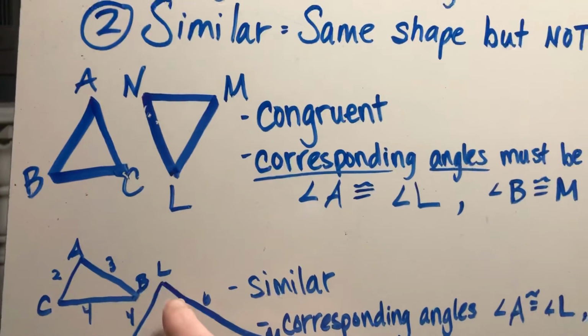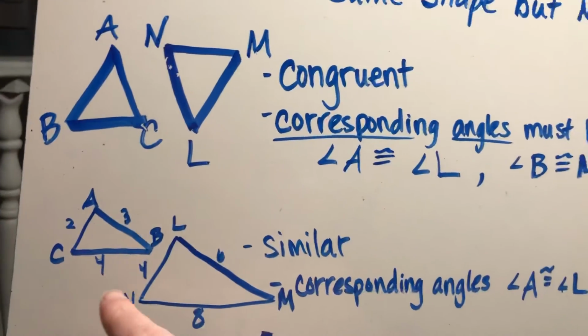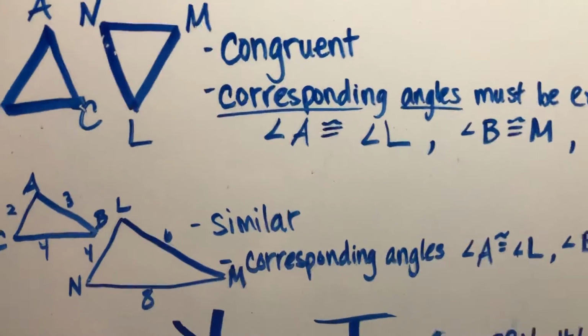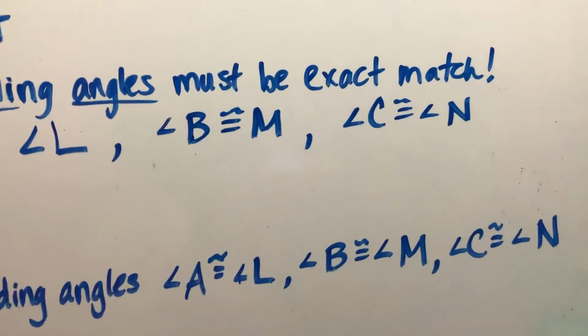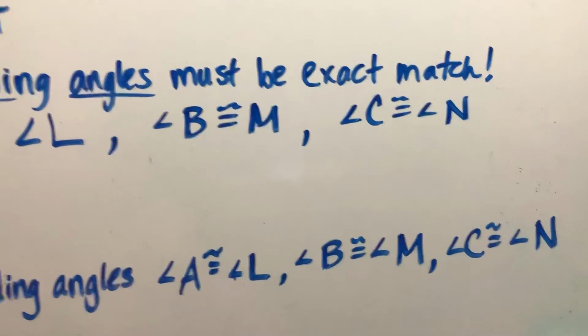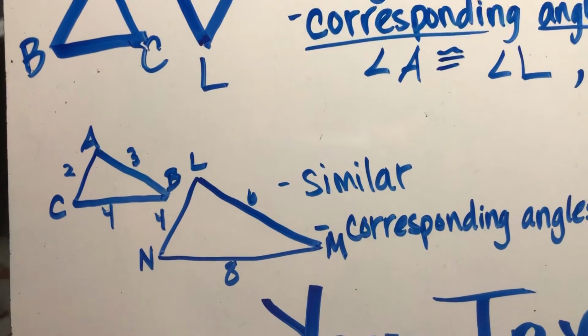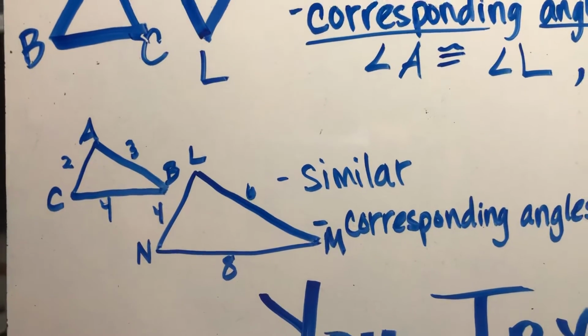So A is the same as L, B is the same as M, and C is the same as N, which is what I wrote over here. And I didn't do equals, I did congruent because they're the exact same. A and L, B and M, C and N. But this one didn't flip at all, so that was easy.